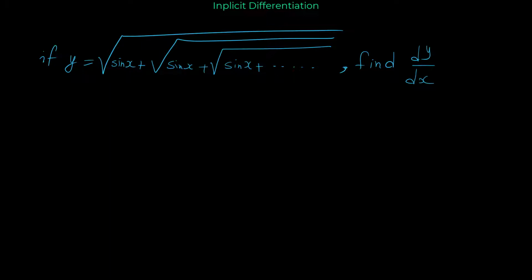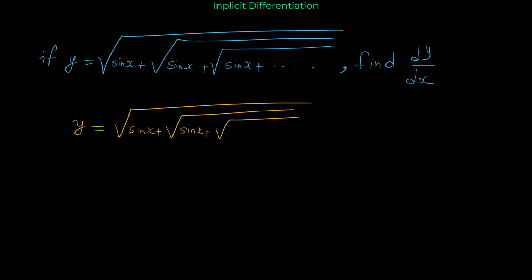First, let me rewrite this function here again. The function is the square root of sine of x plus the square root of sine of x plus the square root of sine of x, and so on. Attention, this expression, the square root of sine of x plus the square root of sine of x plus the square root of sine of x forever, is y. Keep this in your head, that this is y.